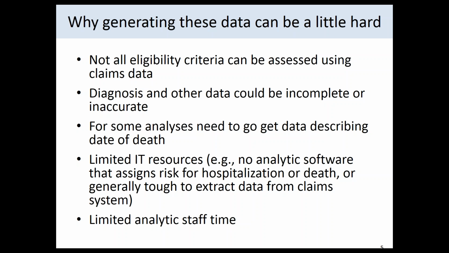For some of the analyses, so if you want to do a retrospective assessment to estimate the number of potentially eligible patients, you have to go out and get some new data. You have to go out and get some data describing date of death for a population so that you can match that up with your internal data to generate some useful metrics, and that can be kind of a slog to do. Oftentimes, folks also have limited IT resources, so your plan may not have analytic software that can be used to risk stratify patients or determine the risk for hospitalization or death, or you might just have a very non-nimble system, and it can just be generally tough to extract the claims data from some systems.